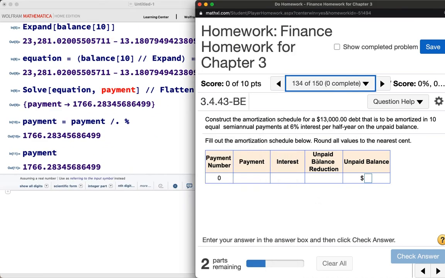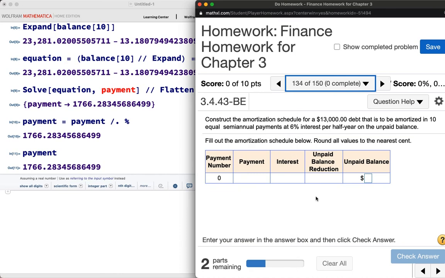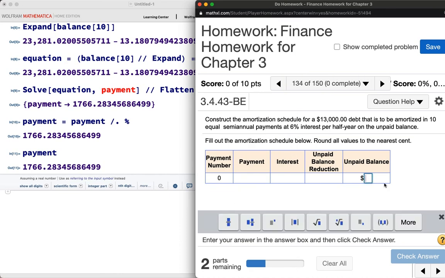Okay, so I want to construct this whole table. I don't know if they're going to ask for the entire table or just a small part of it. It depends on the problem, but let's just construct the entire table. So what is the unpaid balance going to be? Initially it's going to be $13,000, which is really easy. And then the unpaid balance reduction, that's really easy. It's simply $13,000 minus the unpaid balance for the next payment period.